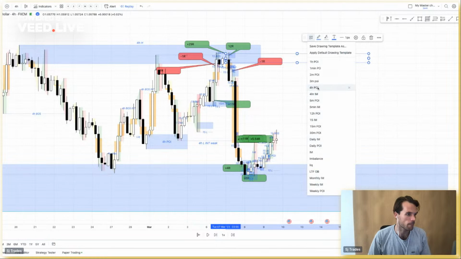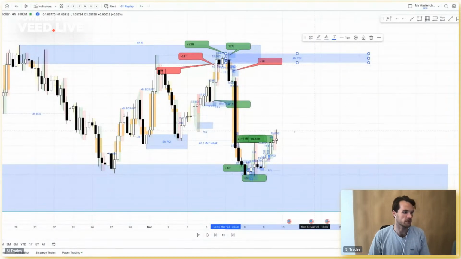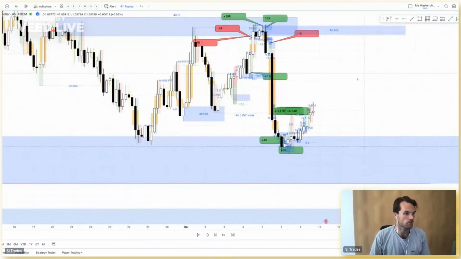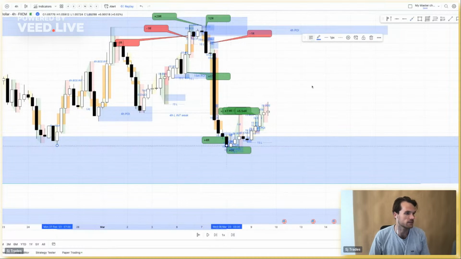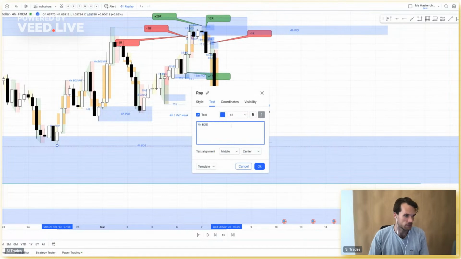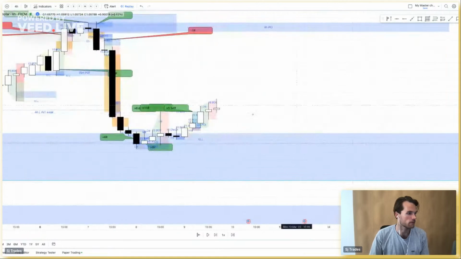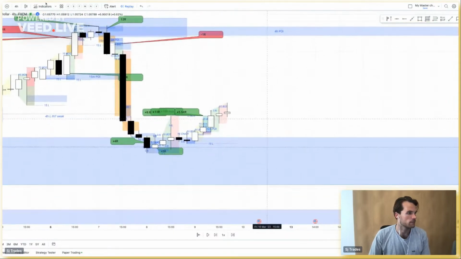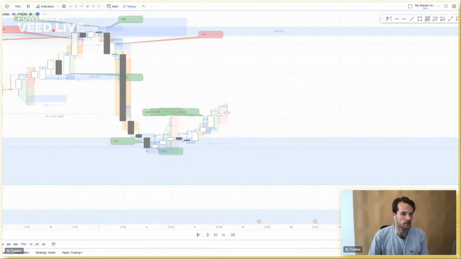4 hour. There is a 4 hour POI here, but there's imbalance above it. So if we get to this one, I just see us going to that one. And this is sort of a weak break. Really, it broke, but let's just say 4 hour break of structure. It's getting a bit messy, but this happens. Okay, go back to 15 minutes.